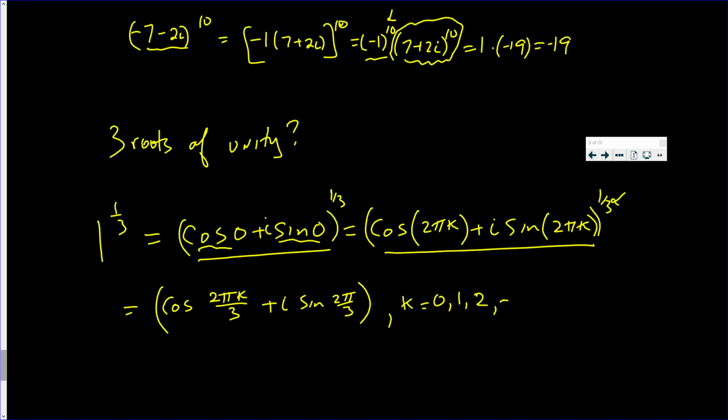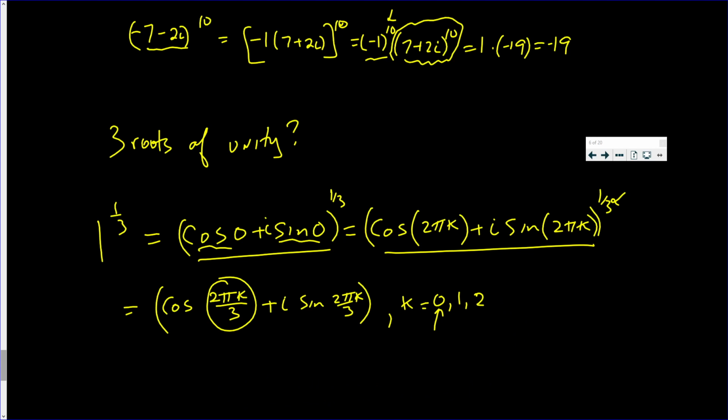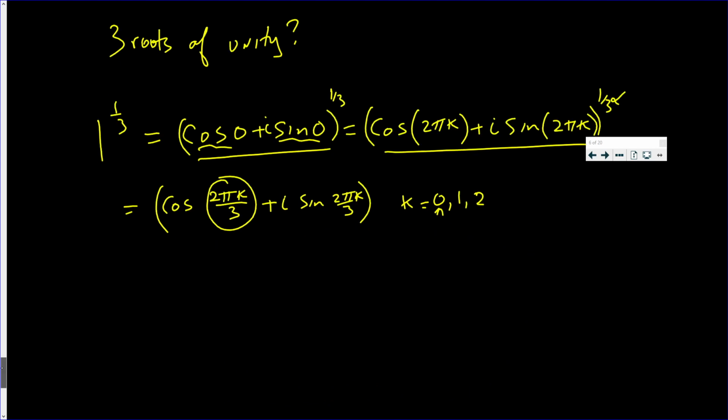1 less than 3. Because if we let k be 3, then this will be 6 pi over 3, which is 2 pi. 2 pi times 3 divided by 3 will be 2 pi. But that's the same as 0. Okay, so no point in going up to 3. So now what we want to do is see what we get when we plug in 0, 1, and 2 for k.